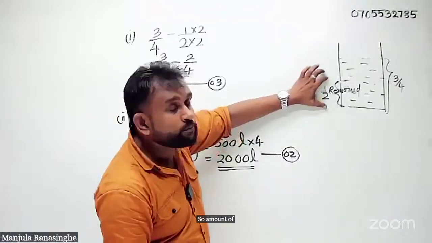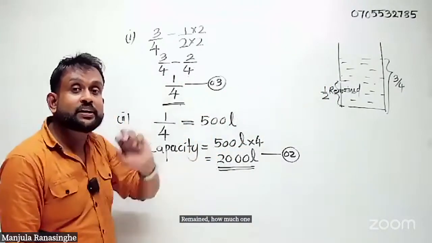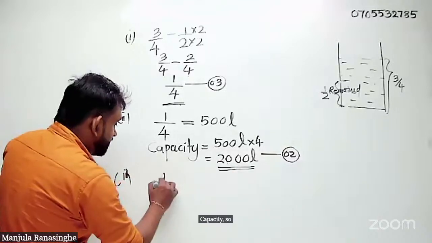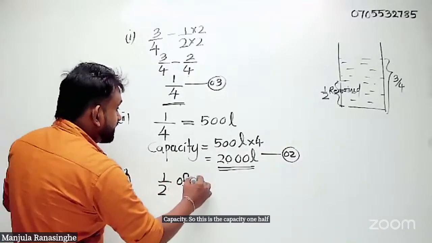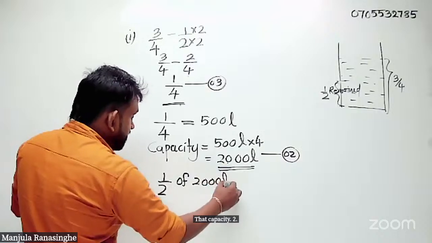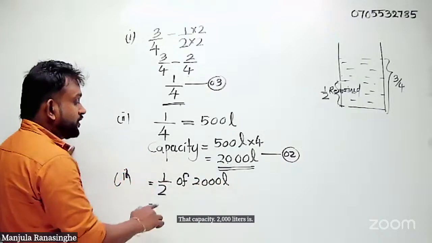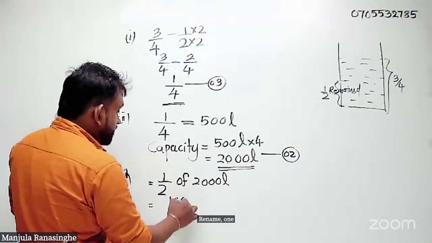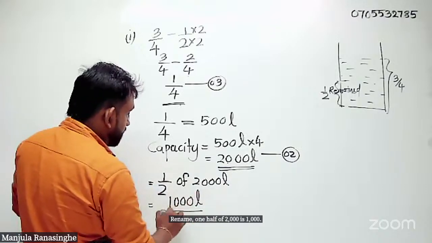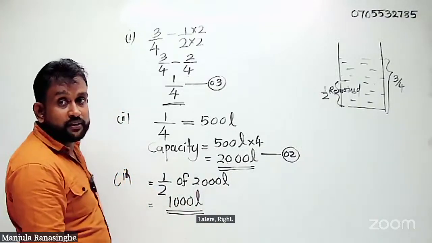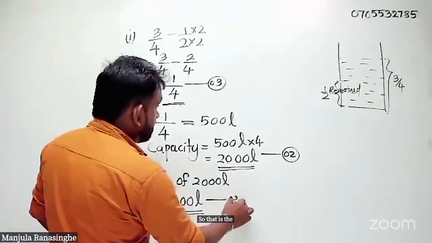Remained how much? 1/2 is remained of the capacity. So this is the capacity, 1/2 of that capacity, 2000 liters, is the remain. One half of 2000 is 1000 liters, right? So that is the remaining water in the tank, that is 2 marks.